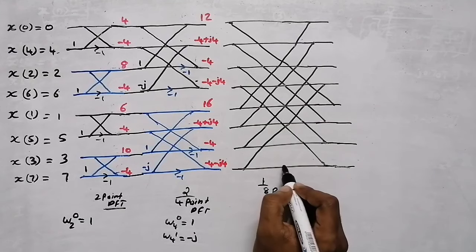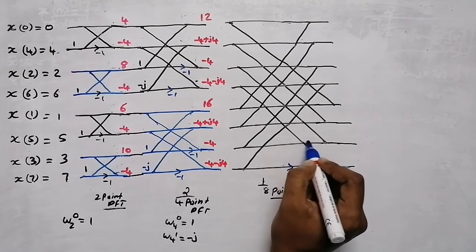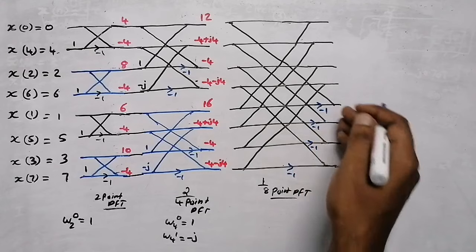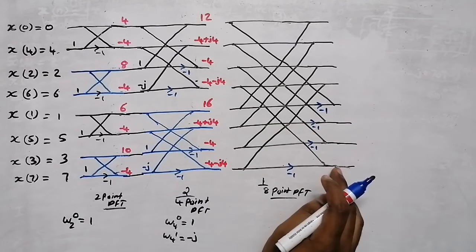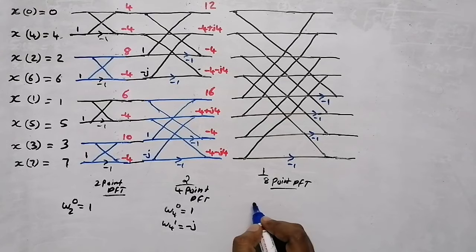Now we need to put minus 1. Okay. Minus 1 in the base lines. Minus 1. Then here also minus 1. Here also minus 1. And here also minus 1. On 4 lines we need to put minus 1. Now this is an 8-point DFT, so there will be twiddle factors.